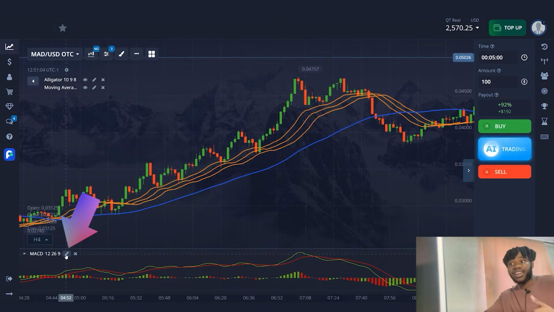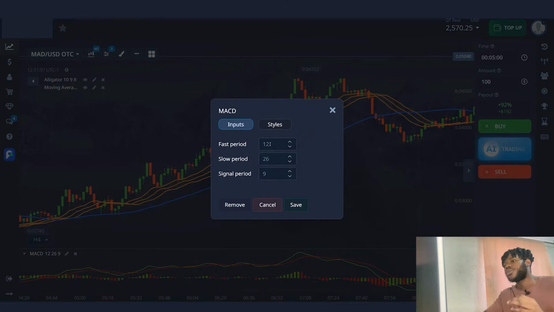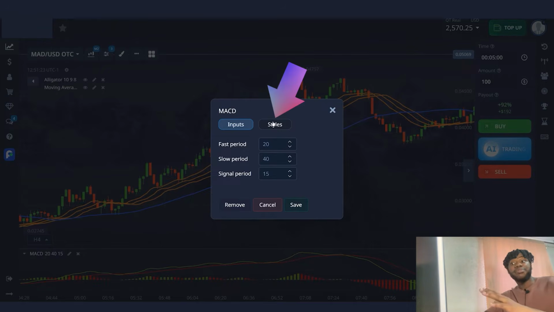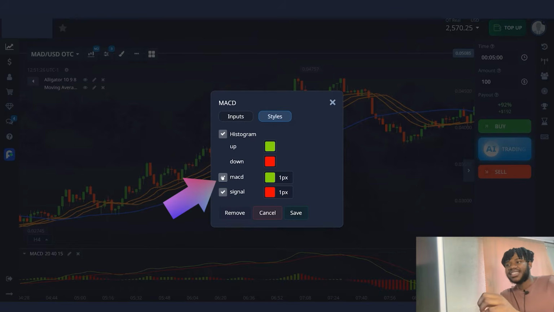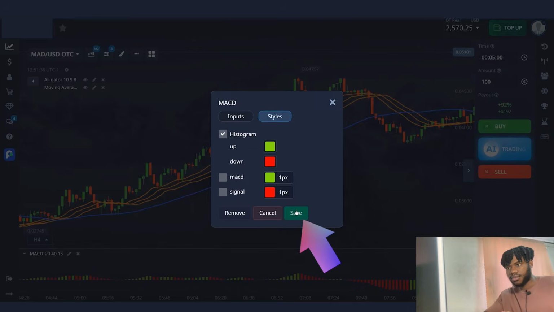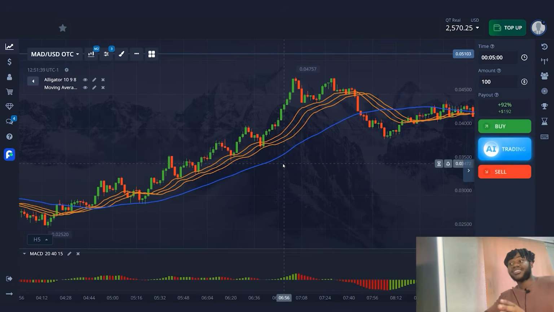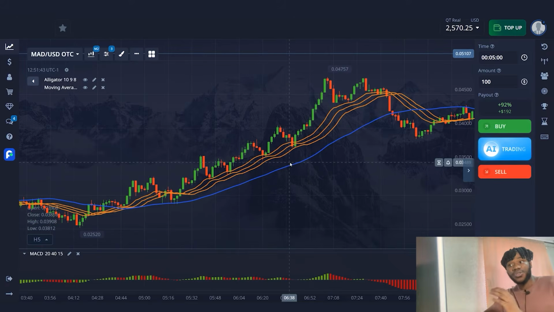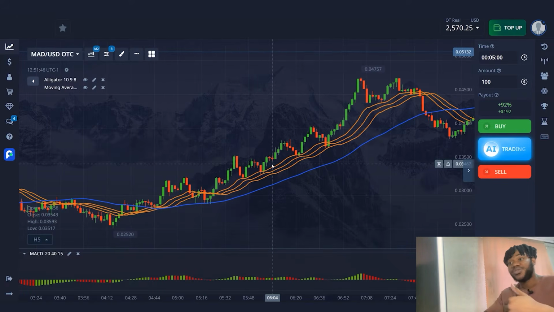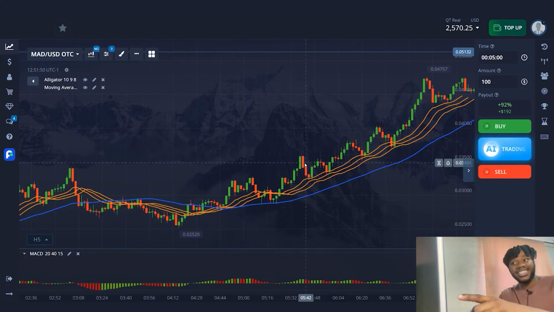Now let's configure MACD. The fast period parameter will be 20 and I will set the slow period to 40. The signal period is going to be 15. I will disable the MACD and signal lines as they are unnecessary and will only distract us. Now the settings are complete. I'm going to go to work now and explain how to open trades correctly using the strategy.